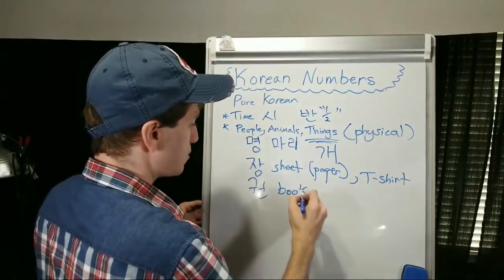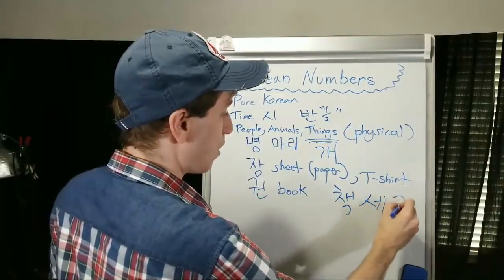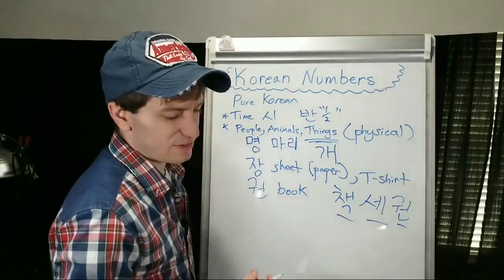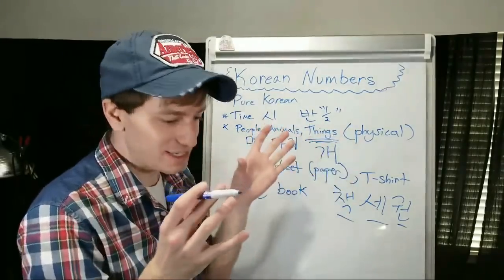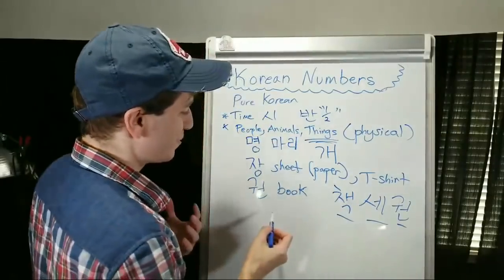권, books. So if you want to say, I have 3 books, you would say 책, 세 권, 3 books, like that. There's a counter for trees. There's a specific counter for pizza, a whole pizza, a slice of pizza. There's a counter for pairs of socks. There's a counter for suits.